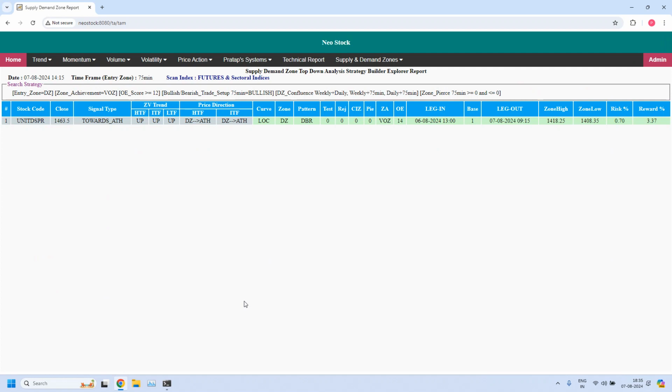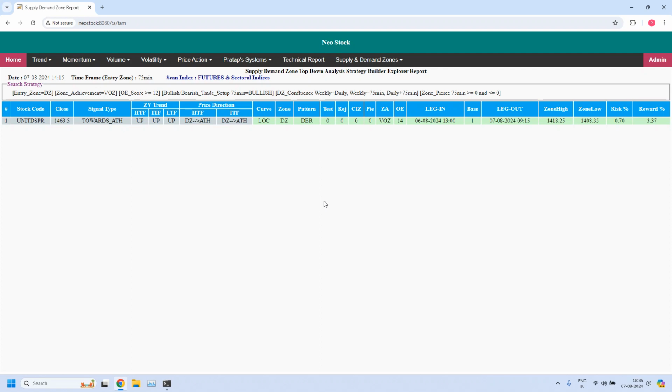So United Spirits, earlier called McDowell. Recently the stock code was changed. This is the only stock at an all-time high, I mean an all-time high demand zone. That's why it doesn't have any supply zone. But it does have confluence with all three time frames: 75 minutes, daily and weekly.